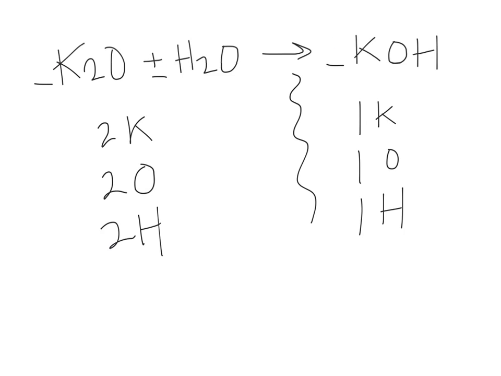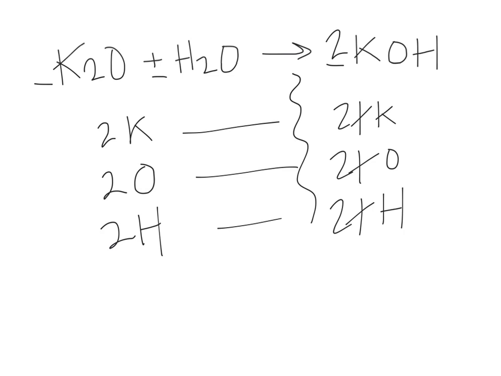And so if you look at that, I can easily balance this by putting a 2 in front of the potassium hydroxide. The potassium becomes 2, oxygen becomes 2, hydrogen becomes 2. Notice everything is balanced, everything is equal, so the coefficients that you have are essentially 1, 1, and 2.